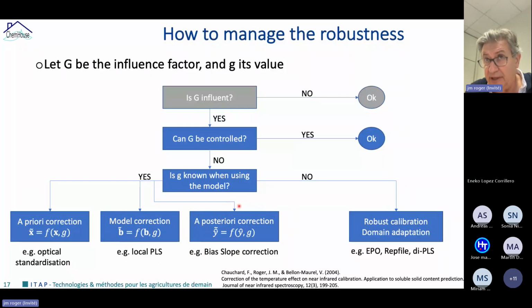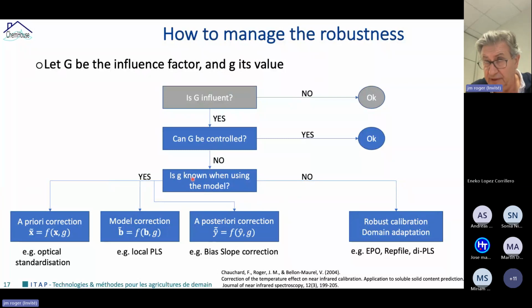A posteriori correction is the third way of correction, and it is very classical. For example, it is bias and slope correction. You apply the old model, the source model, you have an error. You can evaluate this error, could be a bias, as we have seen, or a slope, and you correct reversely in order to obtain the good value. Okay, this is what we can do if we have the G value.